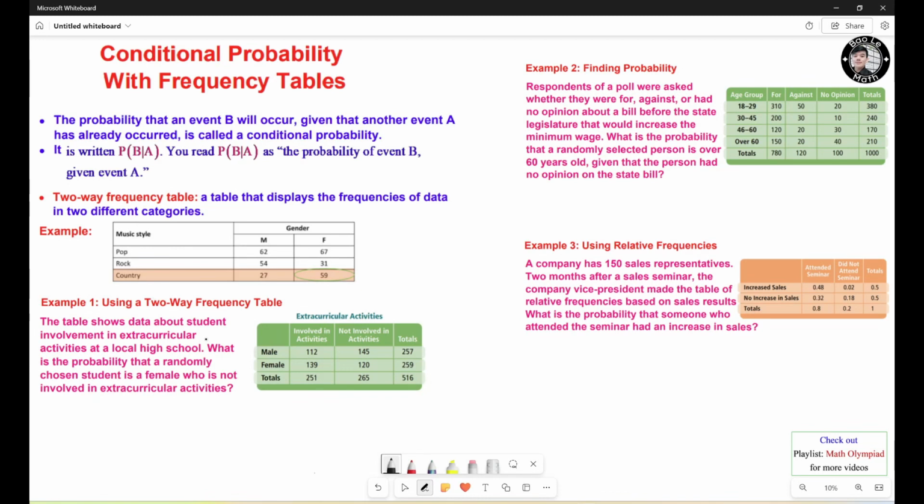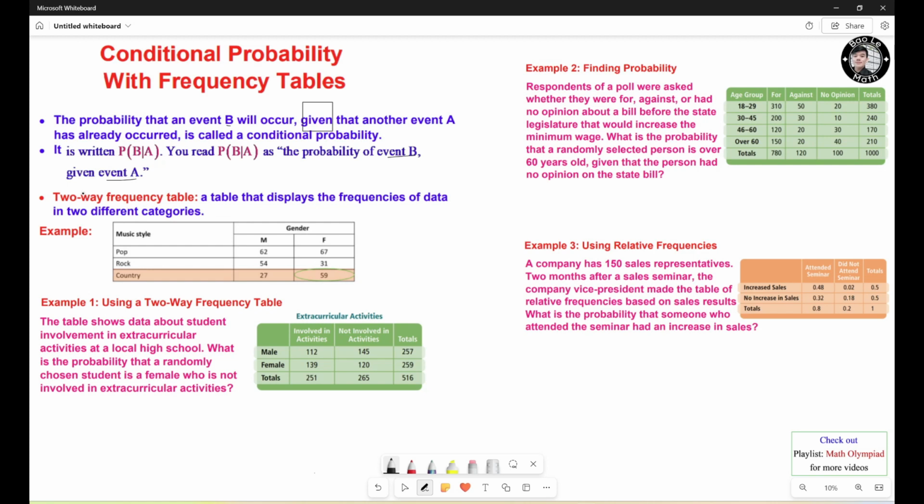Hello everyone. In this video, we're going to learn about conditional probability with frequency tables. Now, the probability that an event B will occur given that another event A has already occurred is called a conditional probability. In order to write conditional probability, we need to write P(B|A). This is read as the probability of event B given event A.